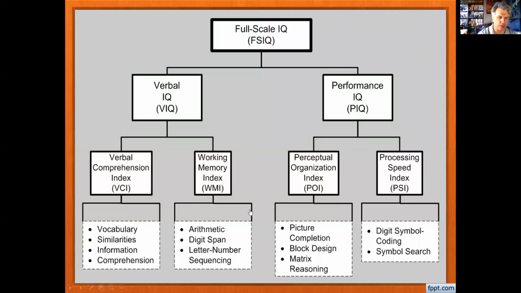Your full scale IQ is a combination of your verbal IQ and your performance IQ. And your verbal IQ is verbal comprehension and working memory, combined. And your performance IQ is your perceptual organization and your processing speed. Now, we're going to talk in a little bit about the Flynn effect and the fact that IQ scores have gotten higher, which is true. Your IQs are higher than people from 1920.